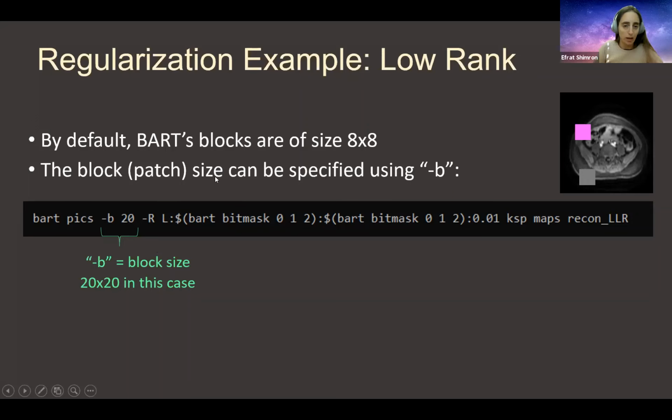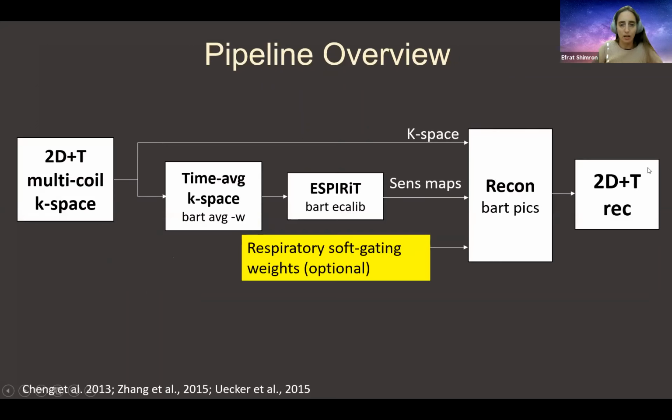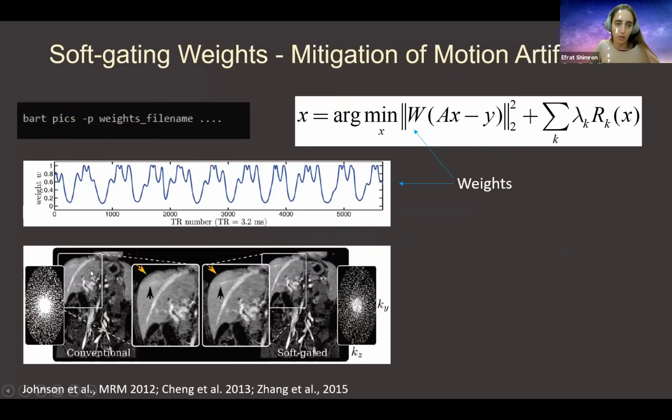So to summarize this part, we have seen the reconstruction pipeline. We have seen that we can compute the ESPIRiT sensitivity maps from the time average k-space data, and we have seen how we can reconstruct the data using BART pics. I just want to go very briefly over the issue of soft gating weights because we will see this in the hands-on tutorial. So let me just take a minute or two to describe this, and then we will move on to the hands-on tutorial. If you want to get your Jupyter notebook ready for that, then you're welcome to open it on your machine. And let's go for a moment into this.